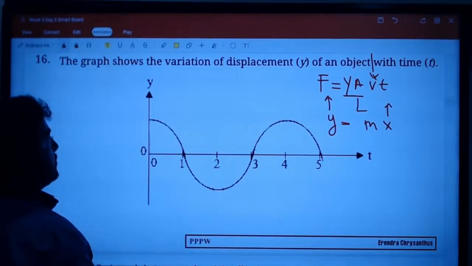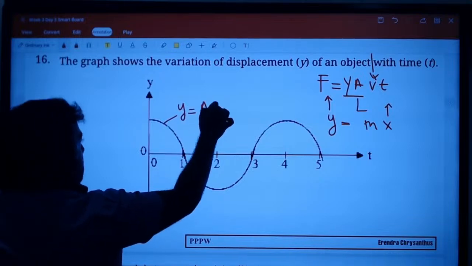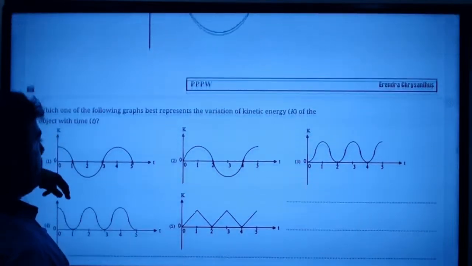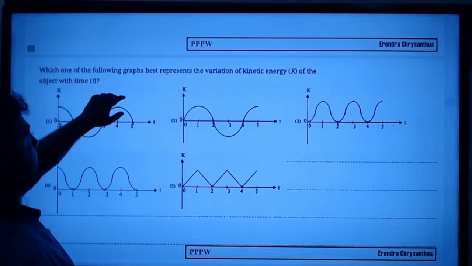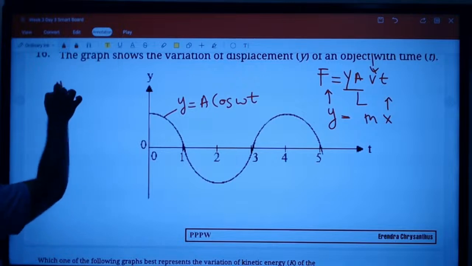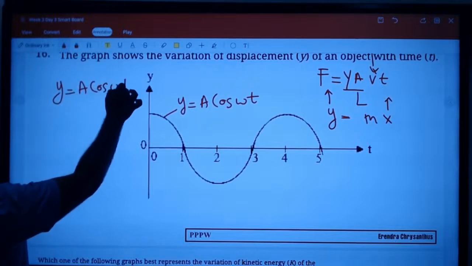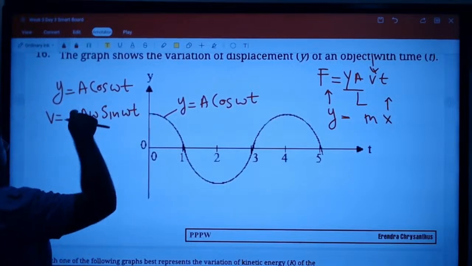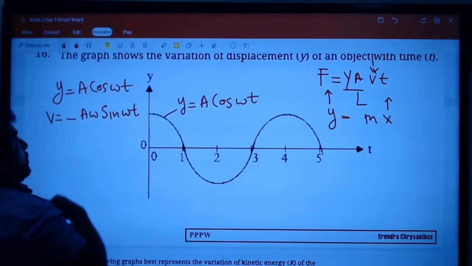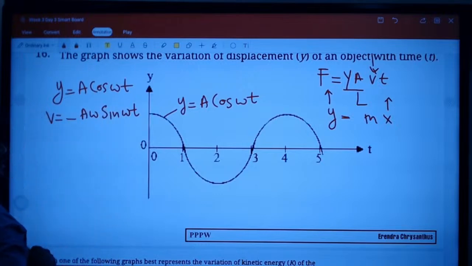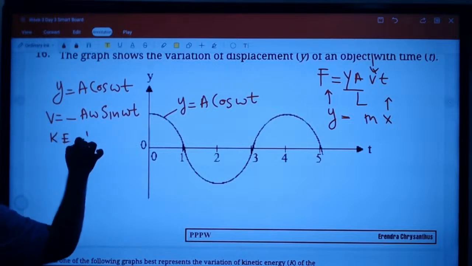Displacement of the object is given, so this graph is of the form y equals a cos omega t. What do they want? Which of the following graphs best represents the velocity or kinetic energy? Now you all know, if the displacement graph is cos omega t, the velocity graph is a omega. I have taught you all: a comes down, cos becomes sine, minus comes up, omega comes up. Cos becomes minus sine omega t. That's your velocity. Now kinetic energy is equal to half mv squared.